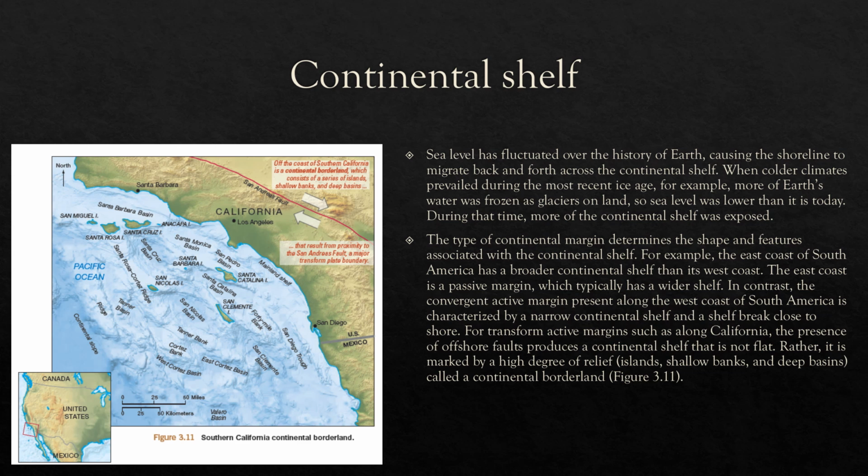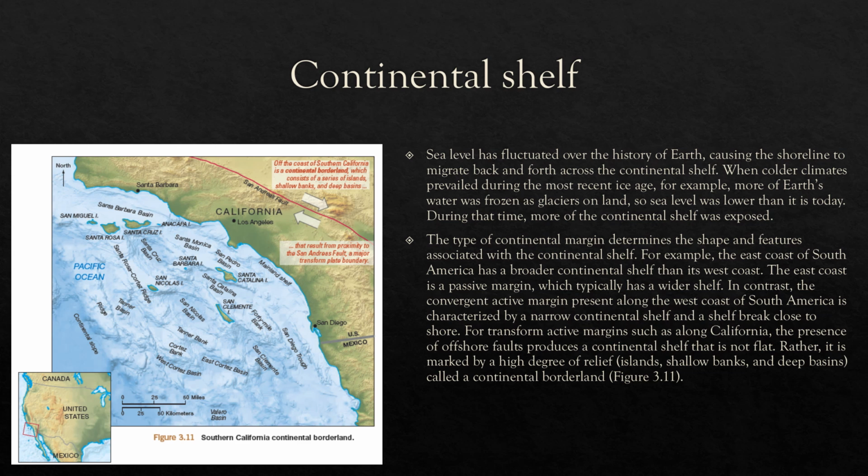Again, number two, the type of continental margin determines the shapes and features associated with the continental shelf. So what type of margin is there? It will also determine the shapes and features. For example, the east coast of South America, as you can see here in the figure, has a broader continental shelf than its west coast. You can see the continental shelf goes up to here, and after that the continental slope occurs. So you can see it's a broad area which consists of a lot of small islands.